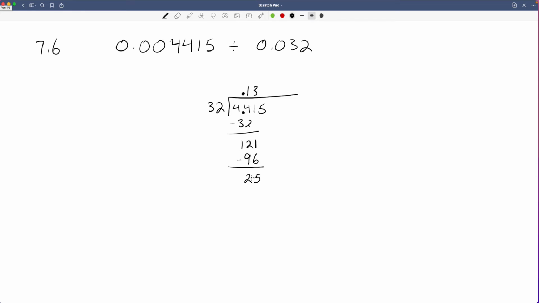I can't get a set of 32 out of 25, so I'm going to bring down the next number. And, well, I would have to bring down the next number anyway, right? So I believe I can get 7 sets of 32 out of that number. So let's see if that's right. 7 times 2 is 14. That's 4. Carry the 1. So carrying the 1, 7 times 3 is 21. Plus 1 is 22. So 22. So I subtract. And 5 minus 4 is 1. And 5 minus 2 is 3.